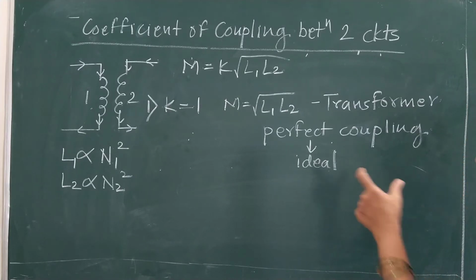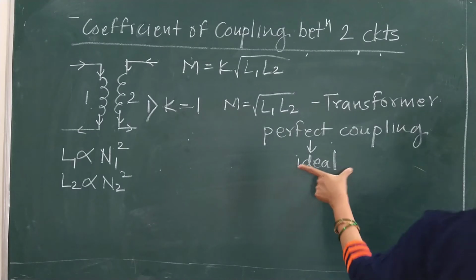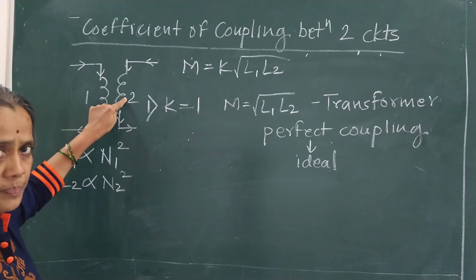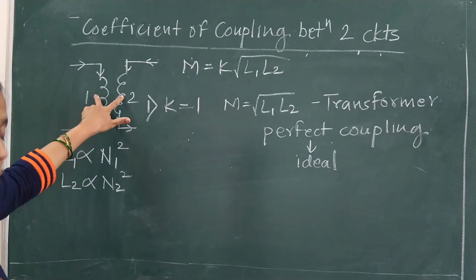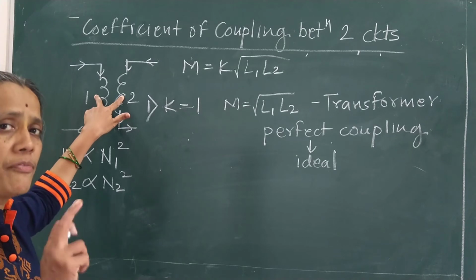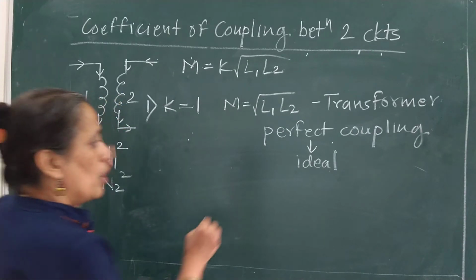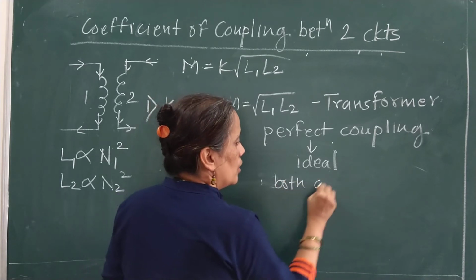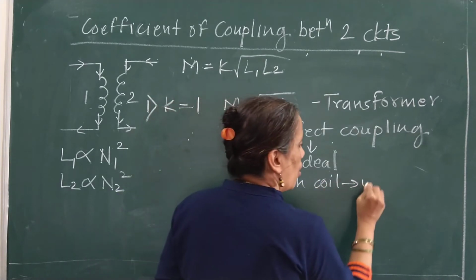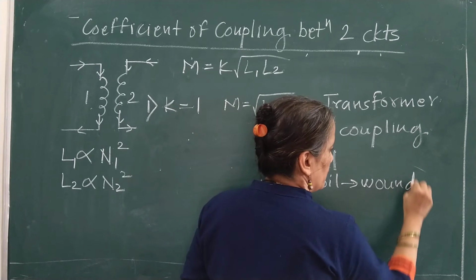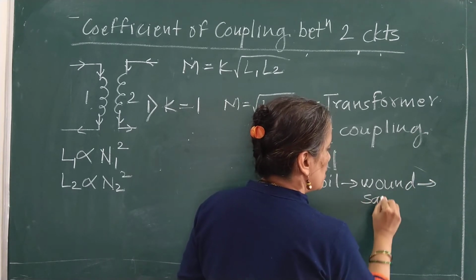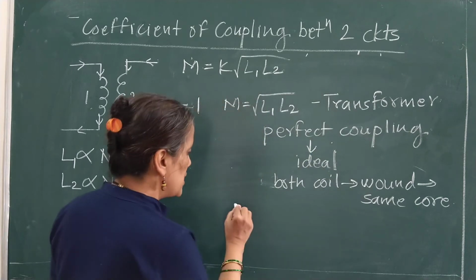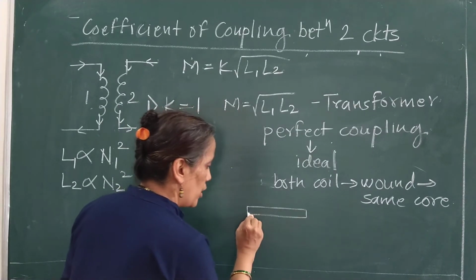Clear? And to get this ideal case, if you want the coupling between coil 1 and coil 2 to be perfect, both coils should be wound on the same core. The winding should be on the same core. So same core means what? I can consider this is one of the core.